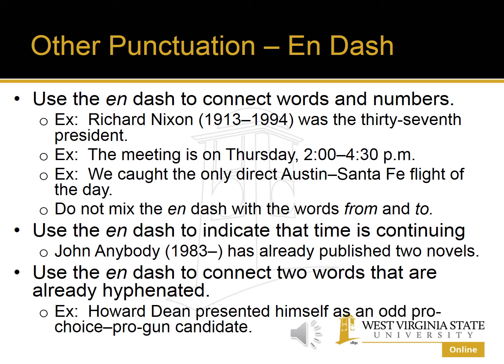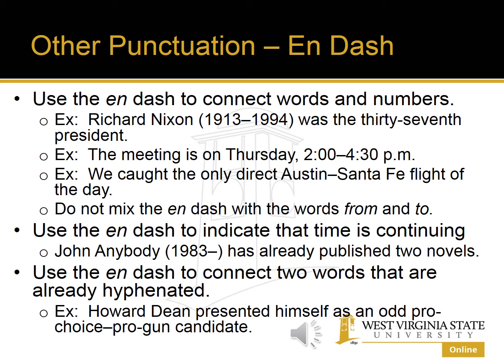Another reason to use the N dash is to indicate that time is continuing. For example, John Anybody, 1983, N dash, has already published 2 novels. What that means is John Anybody was born in 1983 and he's still alive. So that N dash indicates that we do not yet have a year of death, just as we saw in the Richard Nixon example.